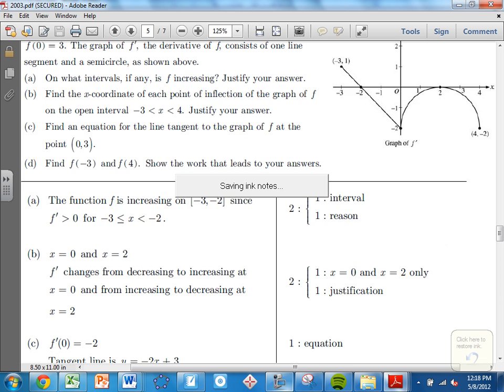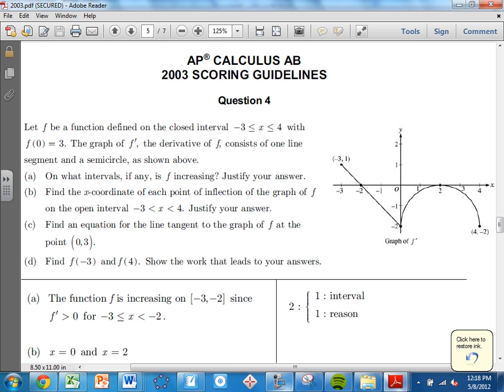Anybody want to explain part 3? Part 3, or C, thank you. Wait, find an equation. You can come up if you want to do it on the board too. Find the equation of the line tangent to the graph of f at the point 0, 3.